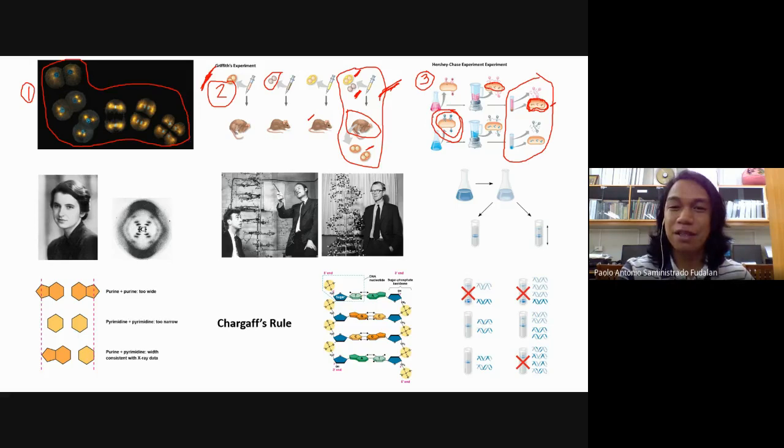So they labeled the phosphate groups with a radioactive phosphorus, and then they let the bacteriophage labeled with phosphorus infect E. coli cells again. And then they found out later on that the radioactive labeled DNA actually went inside the E. coli. So this one closed the debate onto which one is really the genetic material. Is it the DNA or the protein? So now we know it's the DNA, thanks to the experiment of Hershey and Chase.